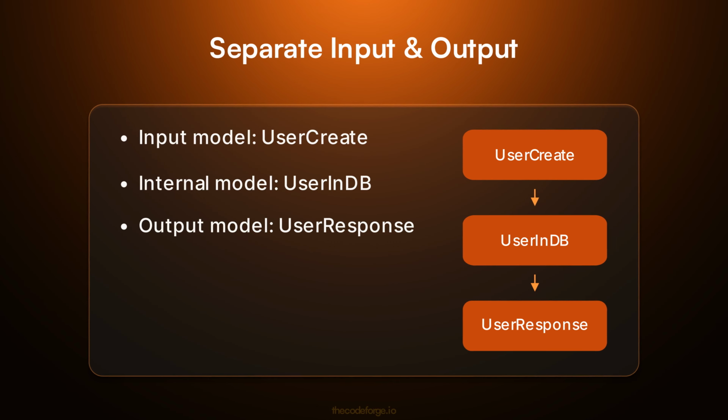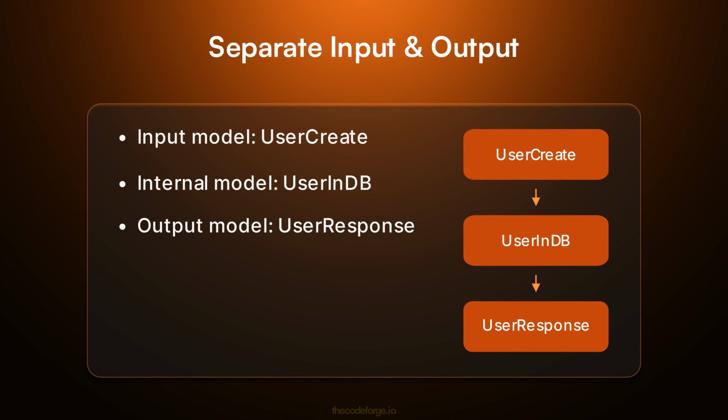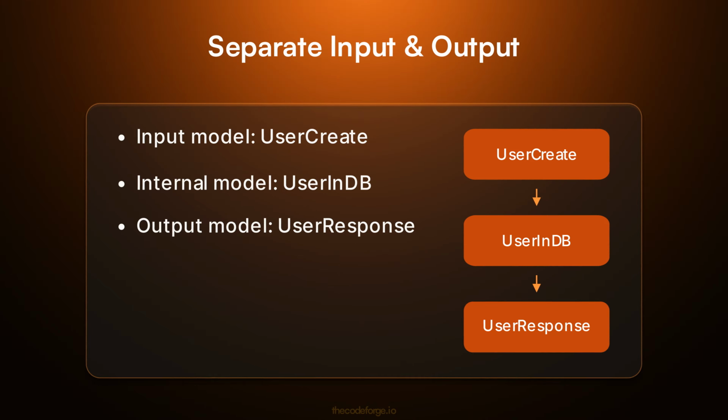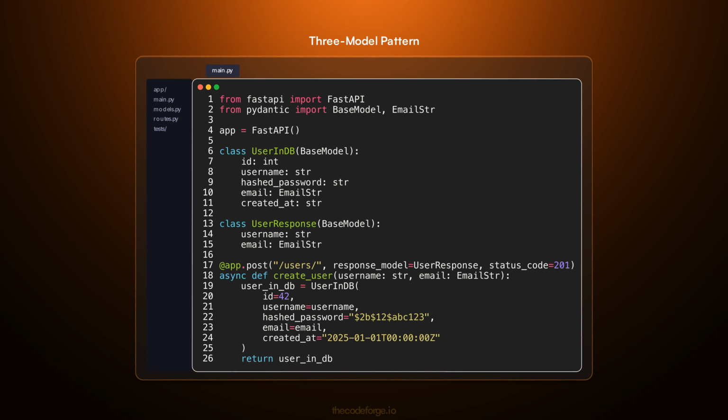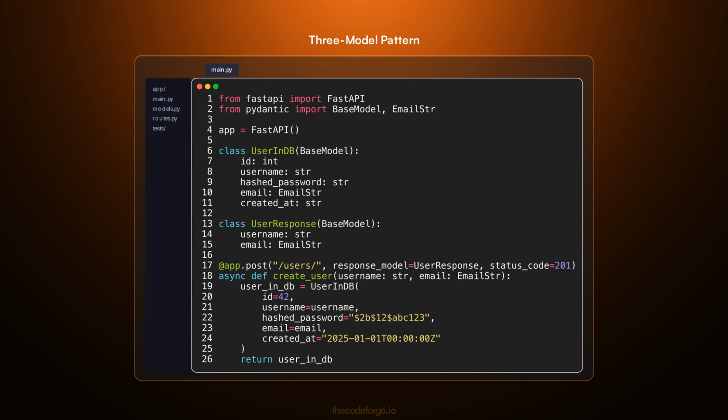Stop returning your database objects. Define separate input and output schemas. Your database model contains everything: primary keys, password hashes. Your response model should only expose what the client needs. We return the internal UserInDB object, but FastAPI filters it down to only the fields in UserResponse. The password hash never reaches the client.